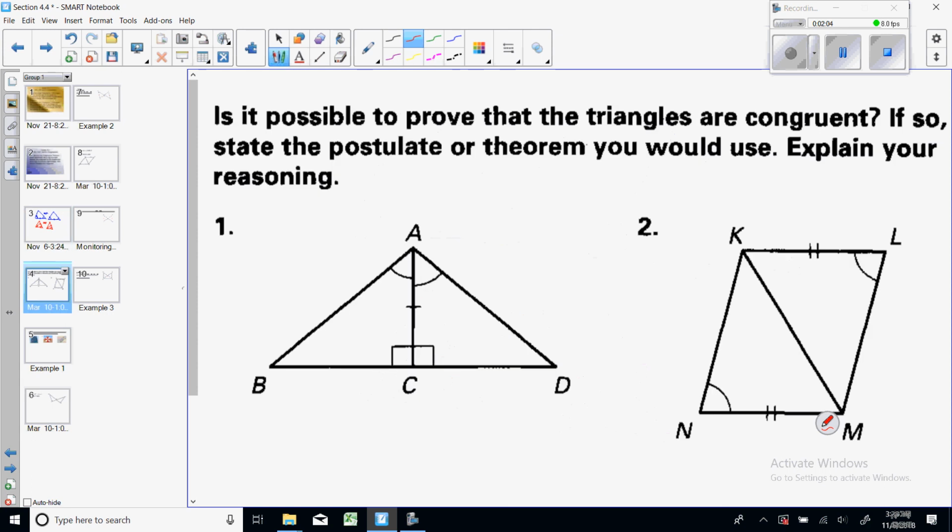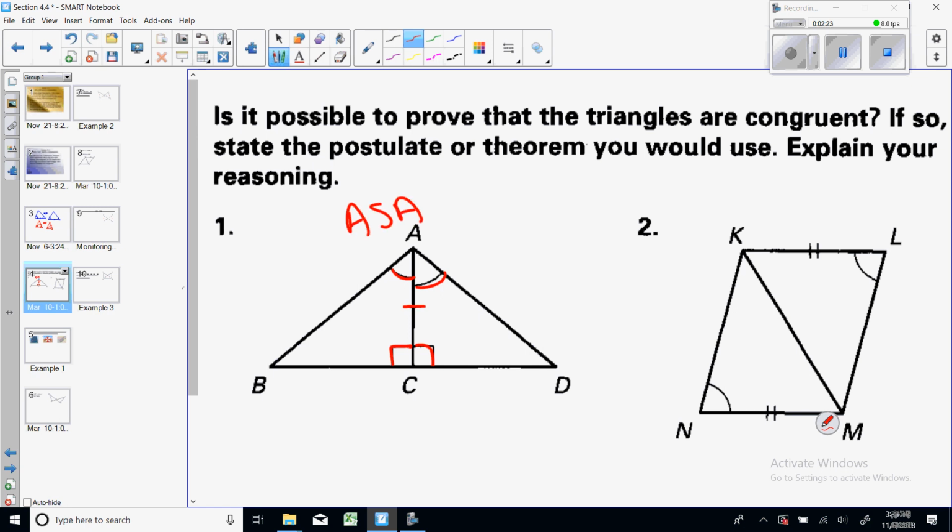So when we take a look at the picture here for number one, we want to determine whether or not the triangles are congruent by ASA, AAS, or HL. Well, we've got the two angles here at the bottom that are congruent. You've got the angles up here at the top that are congruent, and the side is in between them. So this is ASA congruence.